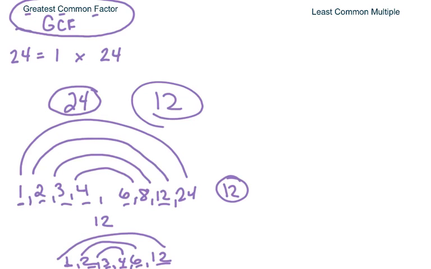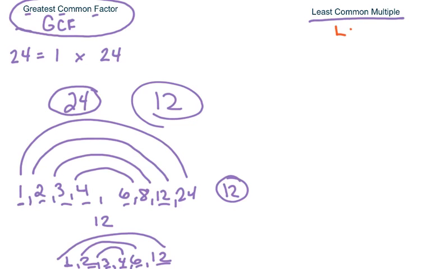Sometimes the greatest common factor might just be 1 between two numbers. It can be any of them, but factors will definitely be smaller than the original number or equal to the original number. So when we're talking about least common multiple, a lot of students will get these two confused.